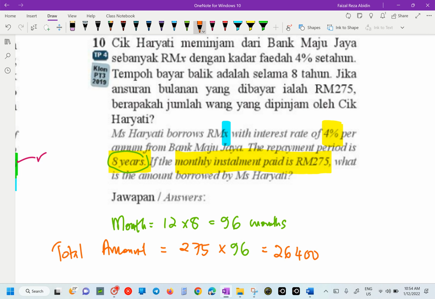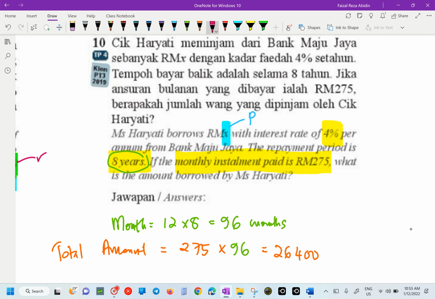Okay. So over here, it doesn't state that it's compounded. Is it compounded? No. So it's going to be simple interest, isn't it? So simple interest is going to be PRT. Do we know the principal? Yes, X, isn't it? The principal is going to be our X here. Okay, our rate.